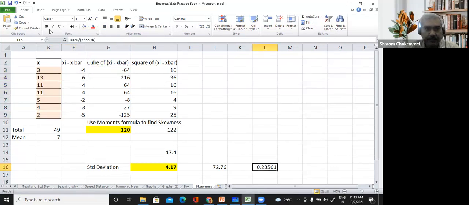0.23. This is our final result. So whenever you are comparing two or more data sets, use the same method to find the skewness. Not the moments method for one data set, then Pearson's coefficient of skewness for another data set, and Bowley's skewness coefficient for another data set. Don't do that. Whenever you are comparing two or more different data sets, use the same method.